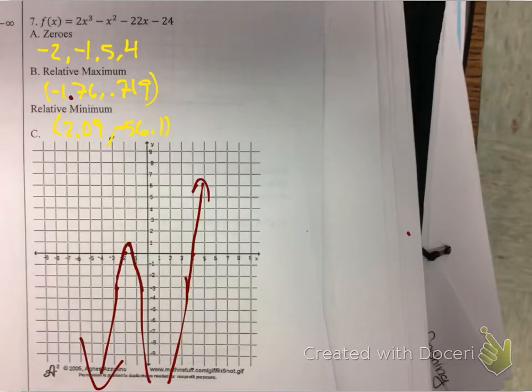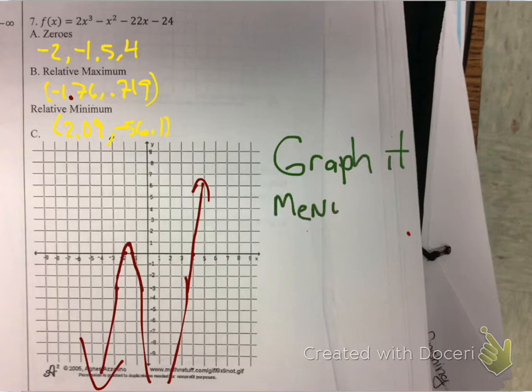Okay, the next one, the answers are right there. Again, you just have to remember, you can only do that one with a calculator. You have to go to a graphing page. So you graph it, and then press menu, 5, 1, and trace. And you have to find the zeros, the max, and the min.